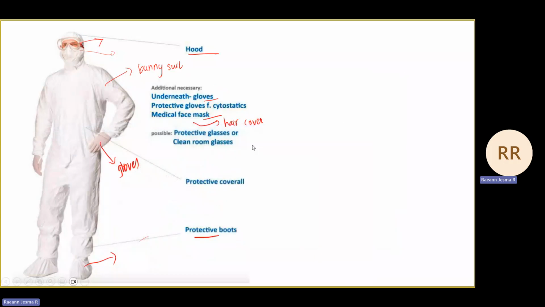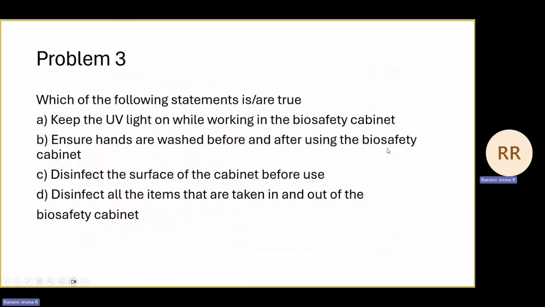Problem 3. Which of the following statements is or are true? Option A, keep the UV light on while working in the cabinet. Option B, ensure hands are washed before and after using the biosafety cabinet. Option C, disinfect the surface of the cabinet before use. Option D, disinfect all the items that are taken in and out of the biosafety cabinet. So which ones are the correct answers?